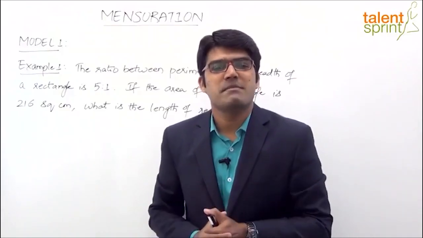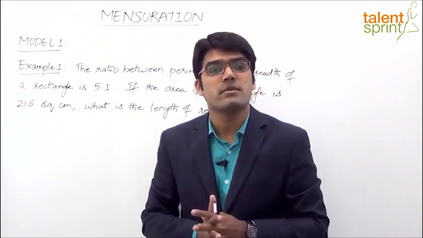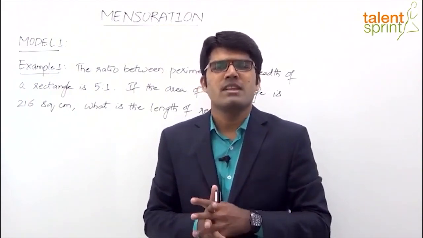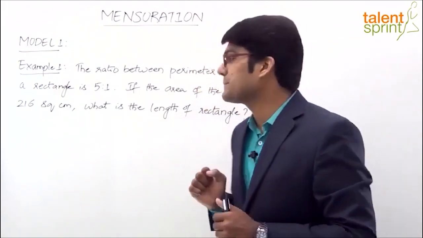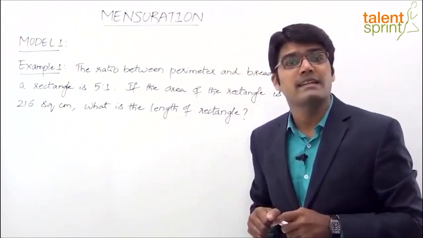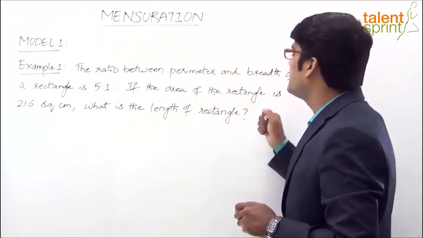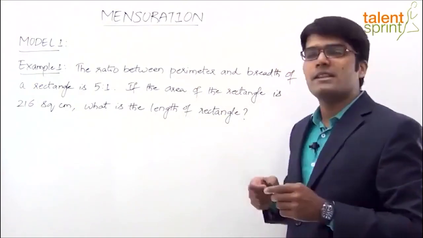तो चलिए अब डिस्कस करते हैं मेंसुरेशन से मॉड्यूल 1, जहां पर हम बेसिक 2D और 3D शेप्स रिलेटेड क्वेश्चन सॉल्व करेंगे। जनरली इन क्वेश्चंस को हम फॉर्मूला अप्लाई करके सॉल्व कर सकते हैं। देखते हैं फर्स्ट एग्जांपल। The ratio between perimeter and breadth of a rectangle is 5:1. If the area of the rectangle is 216 square centimeter, what is the length of the rectangle?